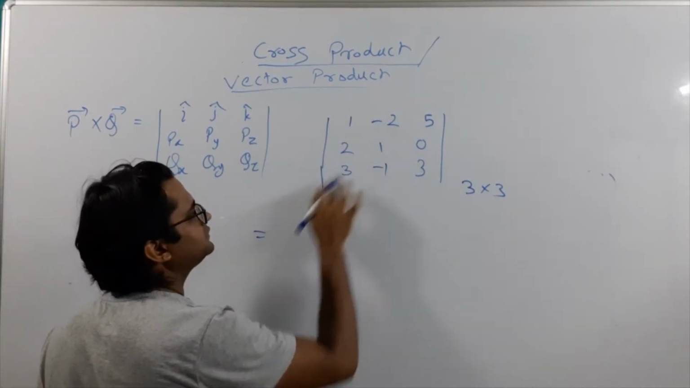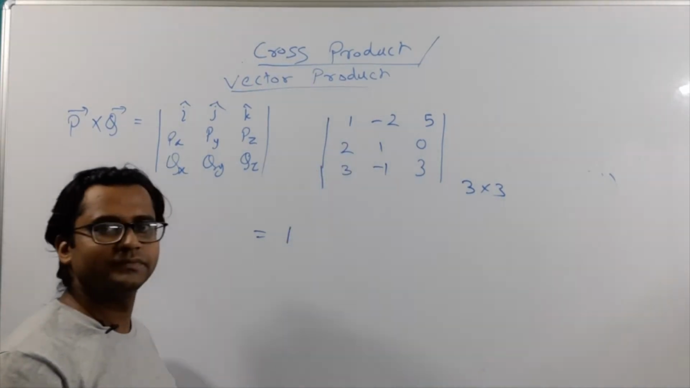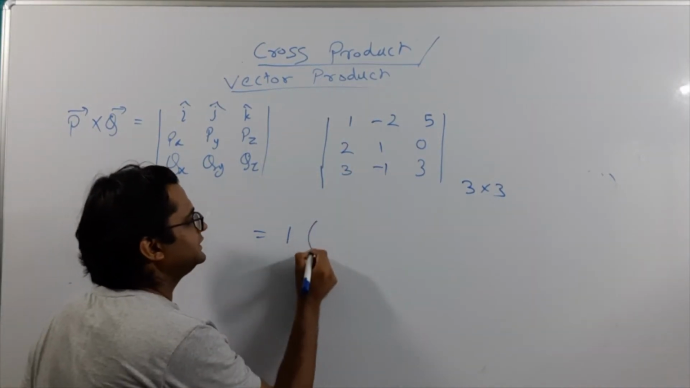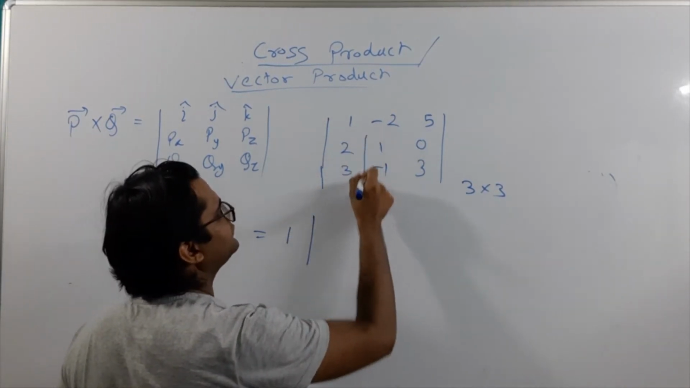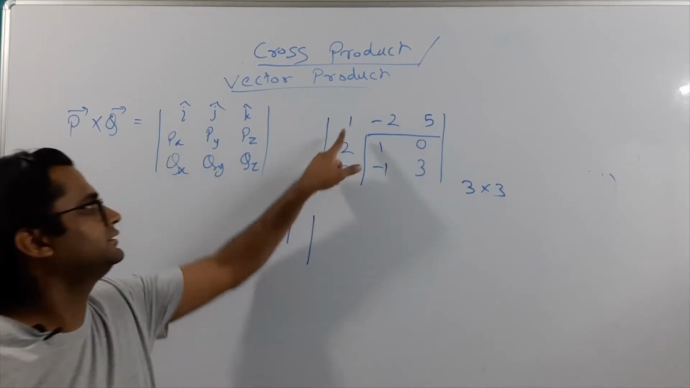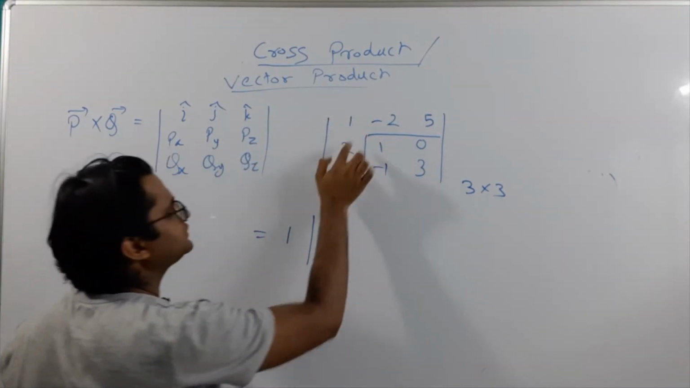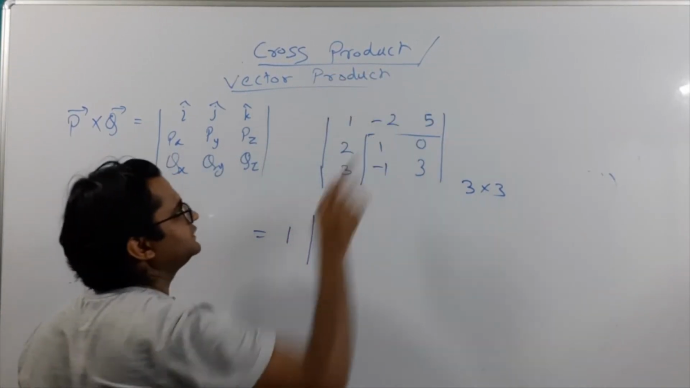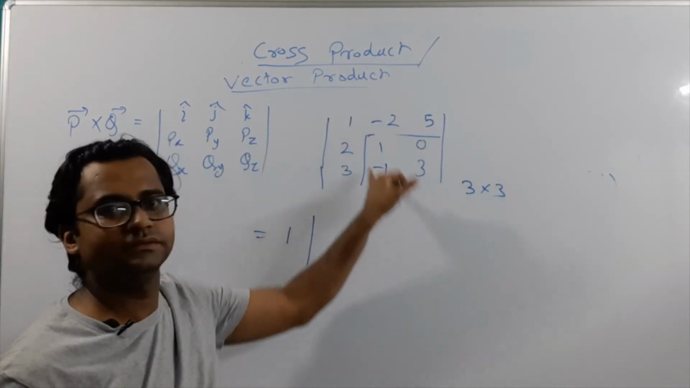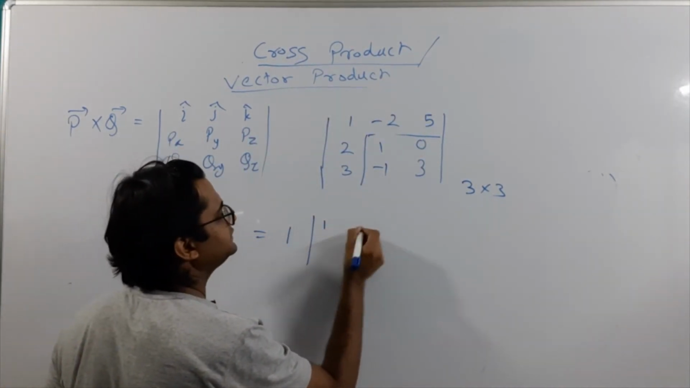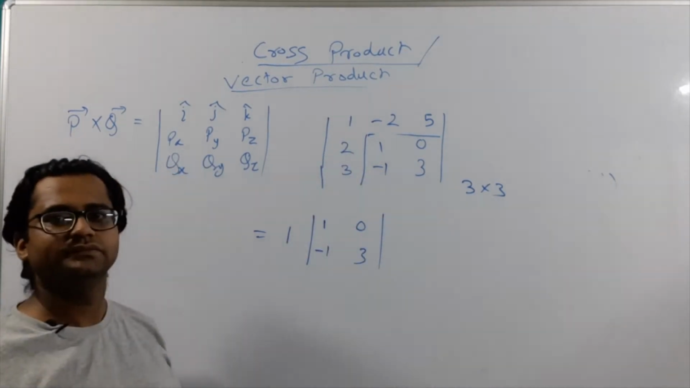To solve this kind of determinant, we write the first element, which is first row, first column, which is our 1, and multiply it by the determinant of the remaining 4. My first element is here, so cover its row and column. It is on first row and first column. Cover this first row and cover this first column. What is left is these 4. So write the determinant 1, 0, -1, 3. Okay, this is done with our first element.